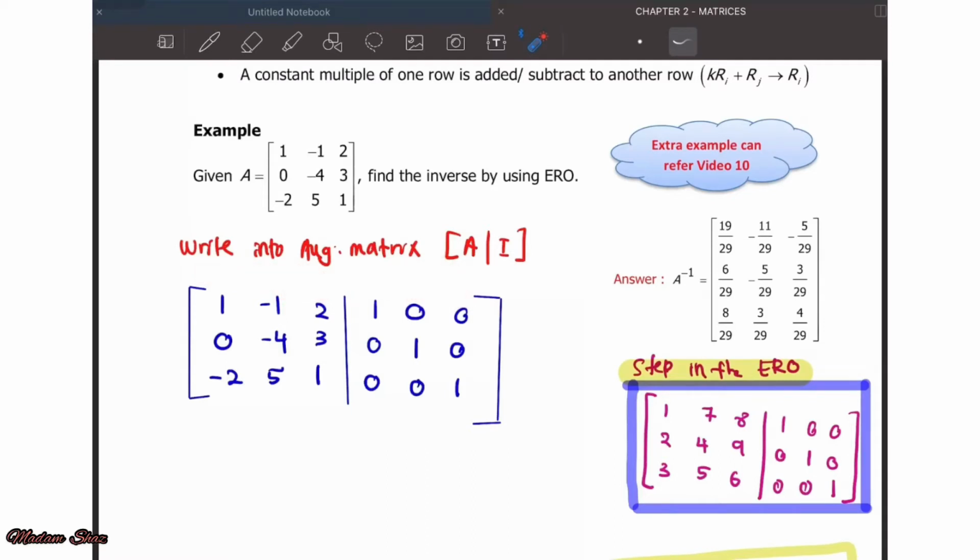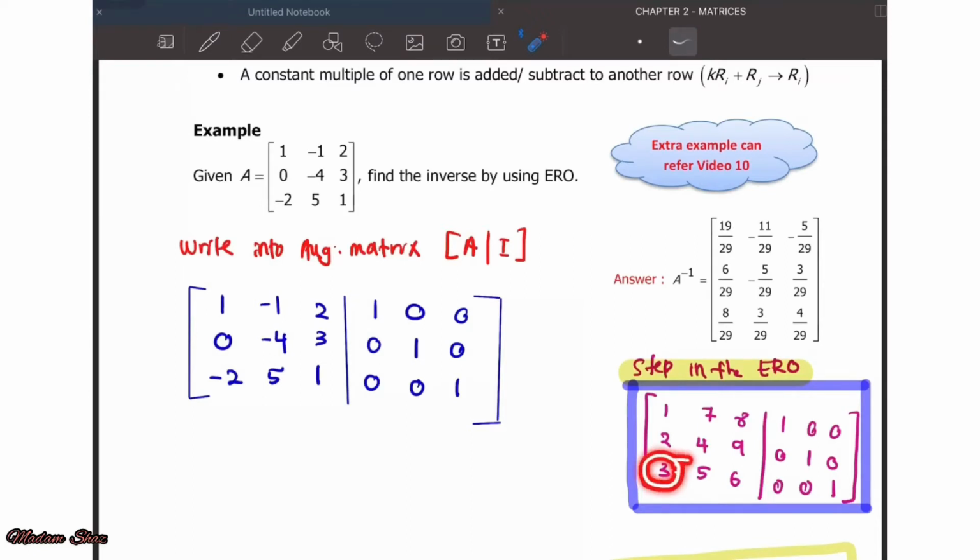Okay, so for the first step, refer to the steps in the ERO. We want to change this position to become 1. Refer to your augmented matrix. We want to change the element here to become 1. Since here it is already 1, there is nothing that we have to do. Since this element is already 1, we proceed to step number 2. Step number 2, we want to change this element to become 0. This position is already 0, so there is nothing that we have to do. So proceed to step number 3.